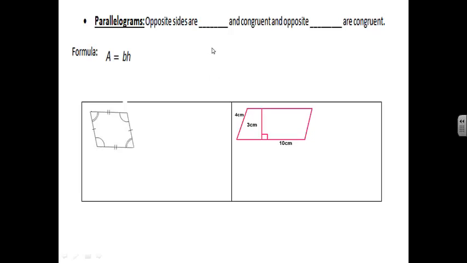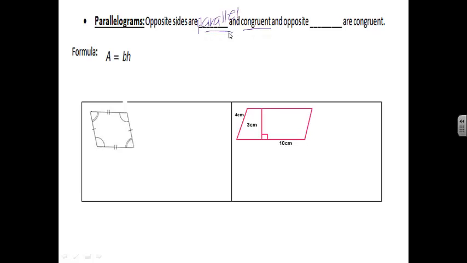Okay, next one. Parallelograms. This is kind of like a slanted rectangle. Parallelograms can be a little tricky. It looks easy, but it can be a little bit tricky. In parallelograms, the opposite sides are parallel, just like rectangles. The opposite sides are parallel and congruent. Sorry, hold on.